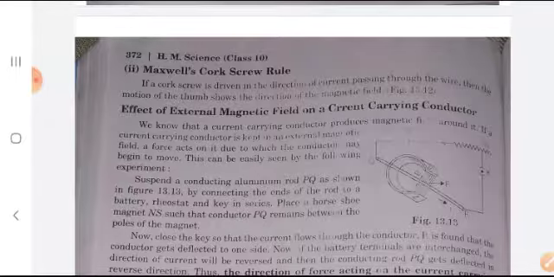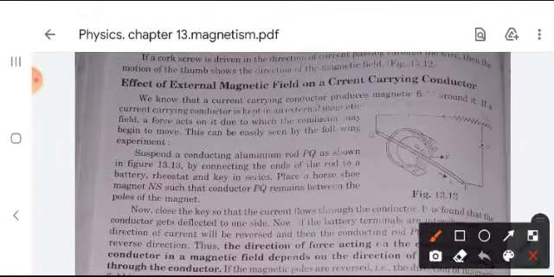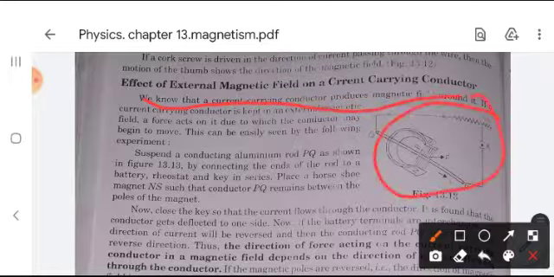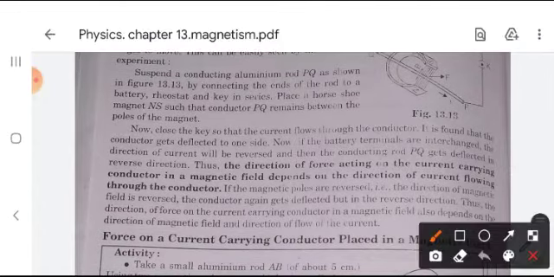What is the effect of an external magnetic field? That is given by this diagram. When a horseshoe magnet has a magnetic field and, in between the poles, a current carrying rod is hung, then what happens here? A force is exerted by the external magnetic field. So the direction of force acting on the current carrying conductor in a magnetic field depends on the direction of current flowing through the conductor.